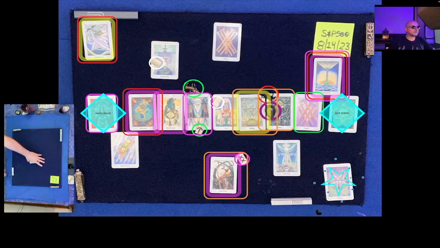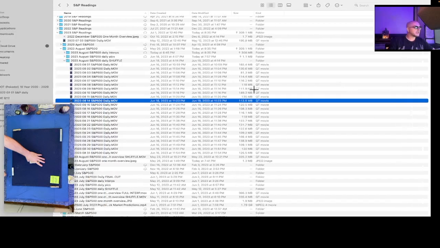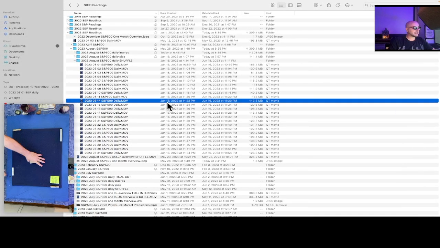This is the S&P 500 one-day reading for August 14th, 2023. It's currently June 25th, 2023, 9:05 p.m. Eastern Time. And the shuffle file for the 14th was created on June 16th, 2023 at 11:23 p.m. Eastern Time. That's this video right here.